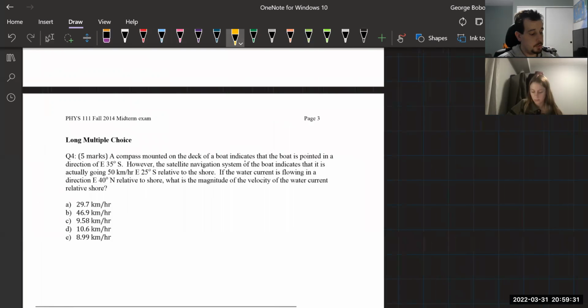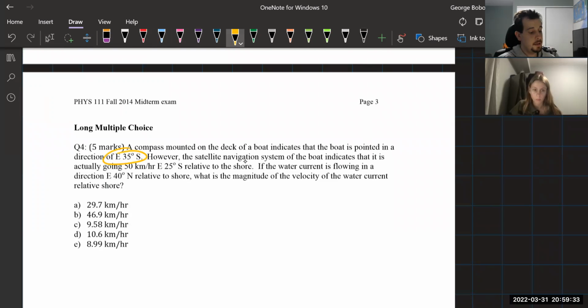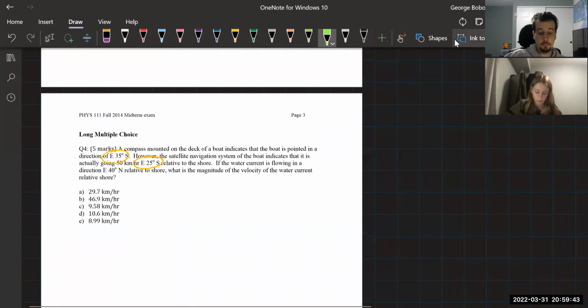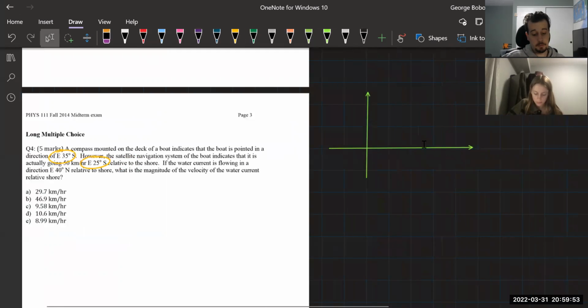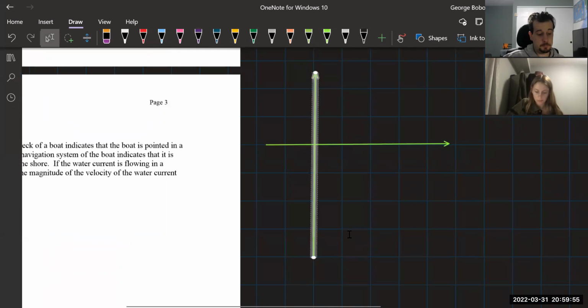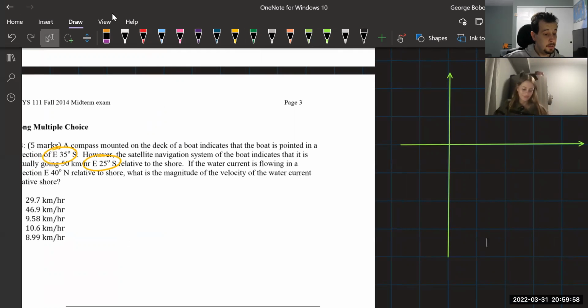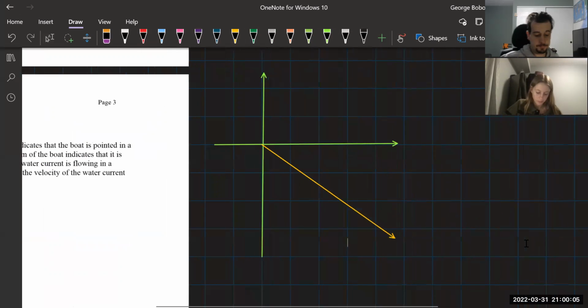Okay, let's keep that in mind. However, the satellite navigation system indicates that it's actually going 25 degrees. On my diagram, how does this reflect? So we got here, east of south. Couldn't it be in the first quadrant? That'd be lovely, but no. So the yellow velocity from the previous problem is the 35-degree one.